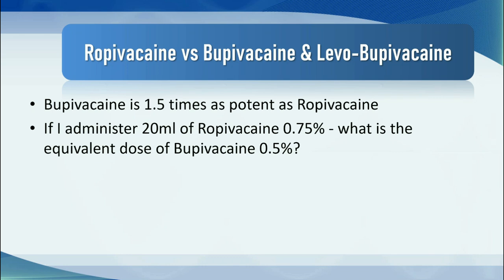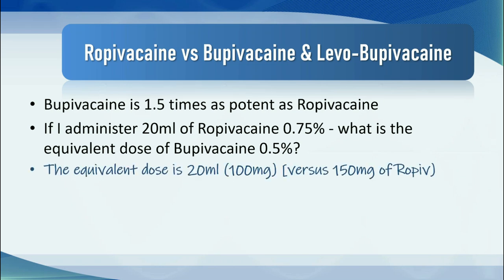If I administer 20 mils of ropivacaine, 0.75%, what is the equivalent dose of bupivacaine, 0.5%? Think about that for a second. The equivalent dose is 20 milliliters or 100 milligrams versus 150 milligrams in 20 mils of ropivacaine.